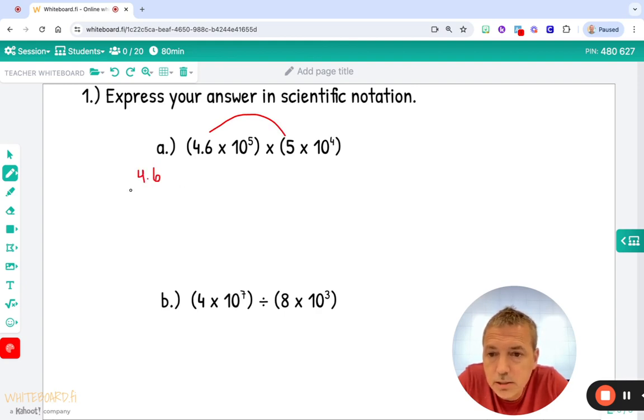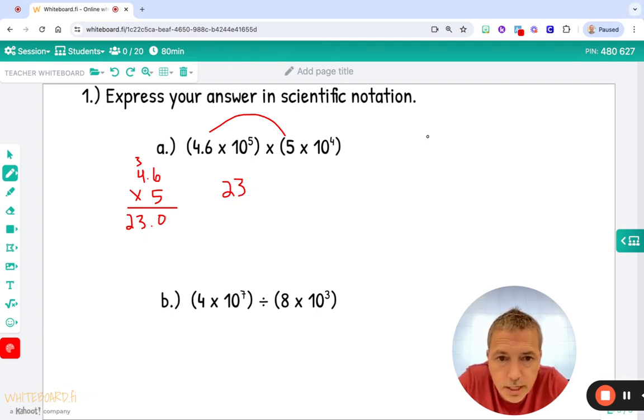4.6 times 5. Let's do it by hand here. 6 times 5 is 30. 5 times 4 is 20. Add the 3, so I get 23. 1 decimal space. So I get 4.6 times 5 is 23.